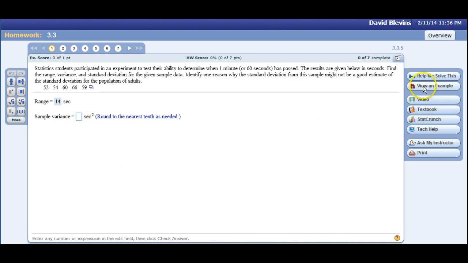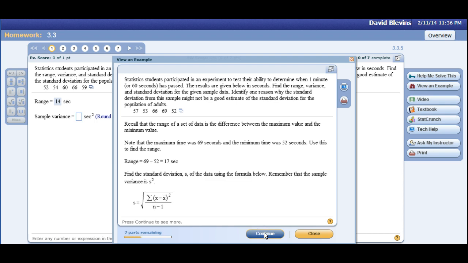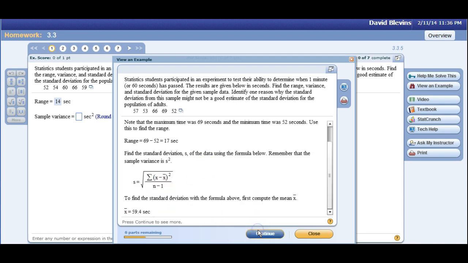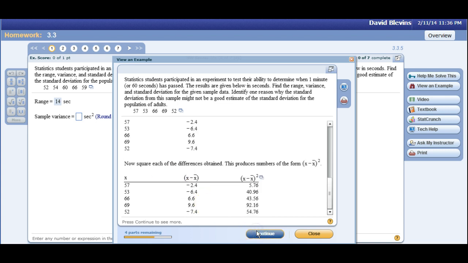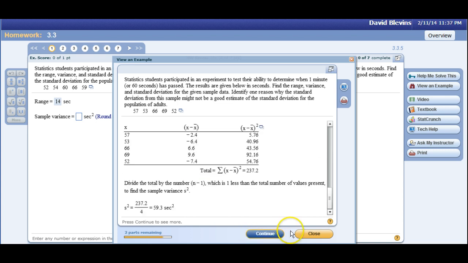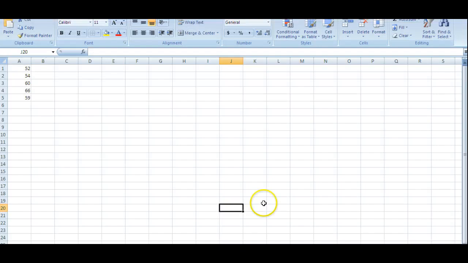If you click over here on View an Example, it's going to show you how to go through and use the formula and find the variance and standard deviation by hand. So instead of going through and doing exactly all these steps, part by part, just use Excel. It's completely fine to use Excel. I'm wanting you to learn to use Excel. That's why I even bring it up and show it to you in the videos.